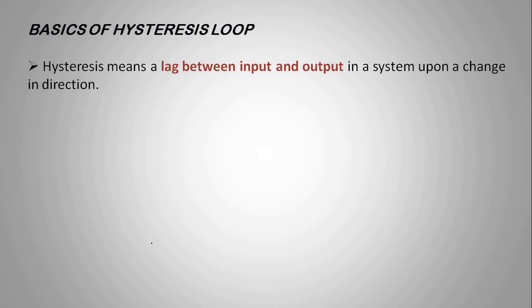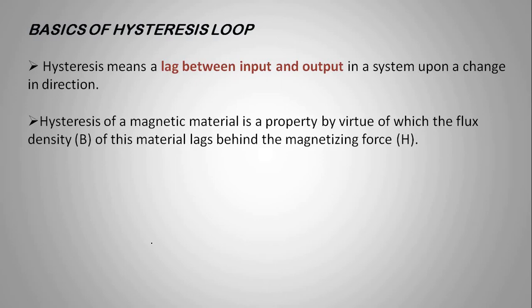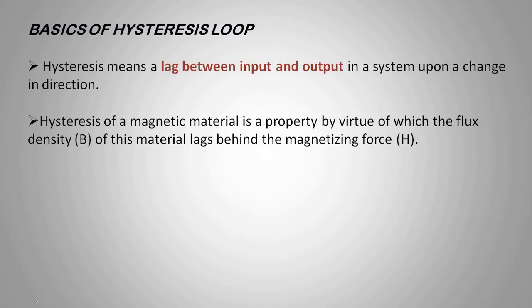For a magnetic material, hysteresis is a property by virtue of which the magnetic flux density, nothing but the output, lags behind the input, that is the magnetizing force. The magnetic flux density is magnetic flux per unit area, and the magnetizing force H is equal to the magnetomotive force Ni by L, magnetomotive force per unit length.